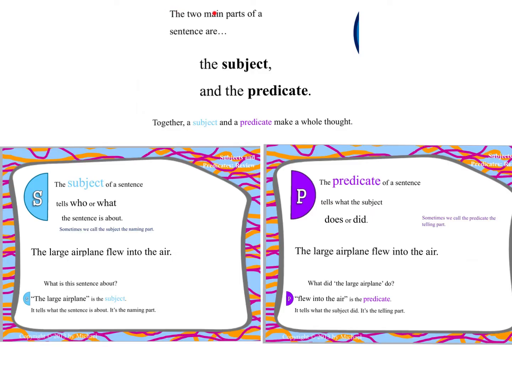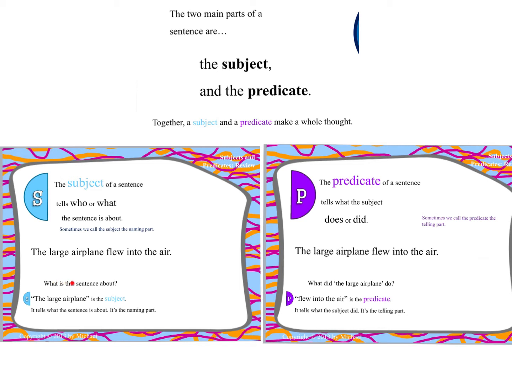There are two main parts of a sentence, the subject and the predicate. Together, a subject and a predicate make a whole thought. The subject of a sentence tells who or what the sentence is about. Again, we sometimes call the subject the naming part. So in this example, the large airplane flew into the air.